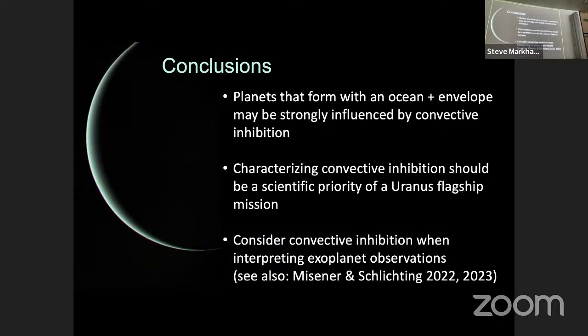And furthermore, convective inhibition should be considered when interpreting exoplanet atmospheric composition observations. This is happening a lot right now. And so if anyone is working on exoplanets, I urge you to keep this in mind. And yeah, that's all I have.